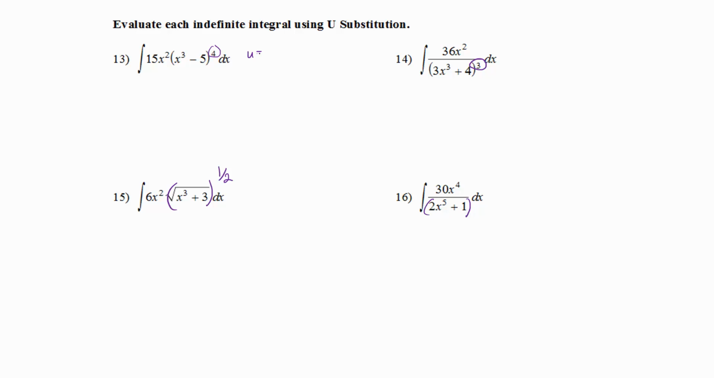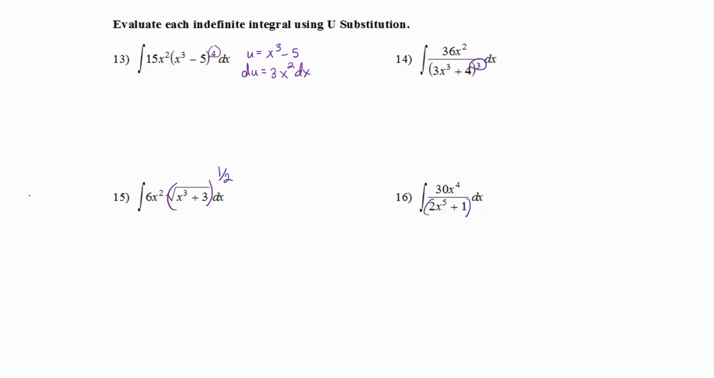So u is the inside of our parentheses, x cubed minus 5. And we're going to find du, which is the derivative of u, and that is a different kind of power rule. When we do the derivative, we multiply by our power and then subtract 1, which is the exact opposite of what we do when we integrate, which is what this squiggly symbol means. So the derivative of this is 3x squared. The du and the dx have to do with notation and things like that.